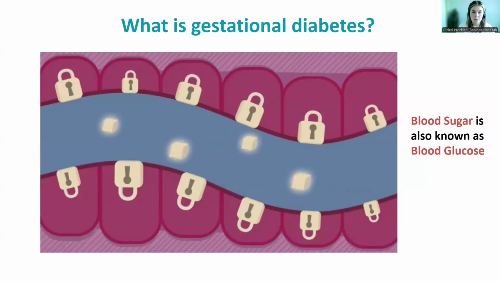And when too much sugar is in the blood, that is known as high blood glucose levels, which is known as gestational diabetes whenever that happens in pregnancy.